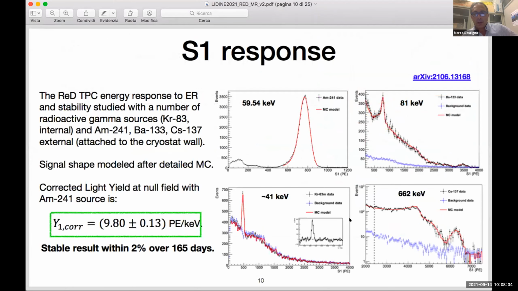We have used several sources, both external and internal: the krypton, americium-241, barium, and cesium sources, and modeled with Monte Carlo to extract the light yield for these various sources. For the americium, this light yield has been measured as 9.8 photoelectrons per keV, with an uncertainty of 0.13 photoelectrons per keV. It is also worth noticing that this value has been very, very stable over this 5-month run.